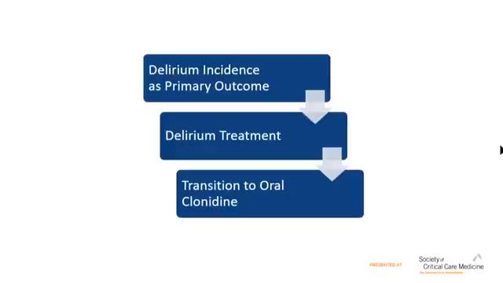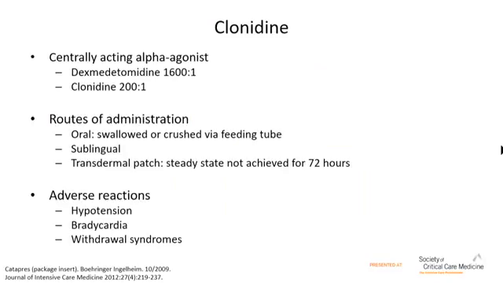So you've started your patient on dexmedetomidine. Maybe they were an extubated patient. And now you've got them on a continuous infusion, which is just as much of a barrier to transfer out of the ICU. So where do you go from here?